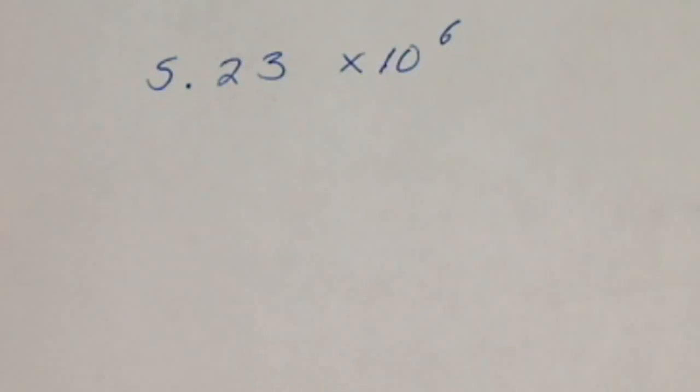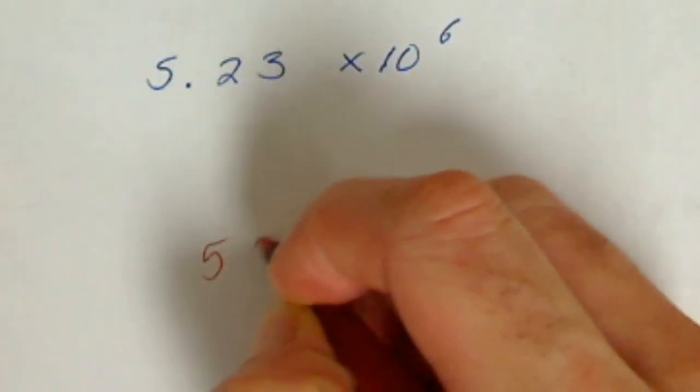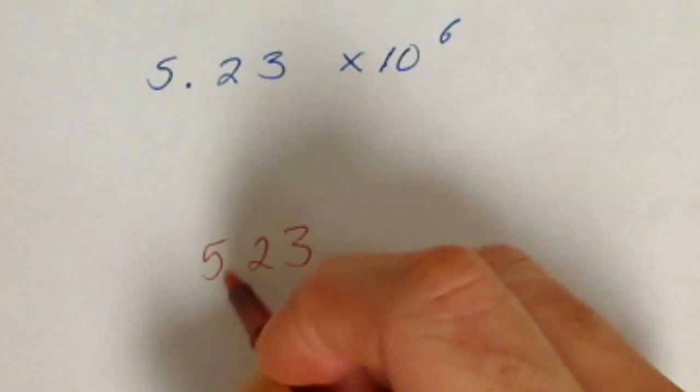So now we'll go backwards. Here is scientific notation, and we want to turn it into standard form. So the steps are a little bit different. You want to start with your base. Okay. The decimal's right here.